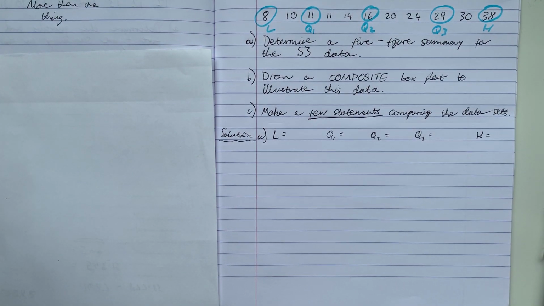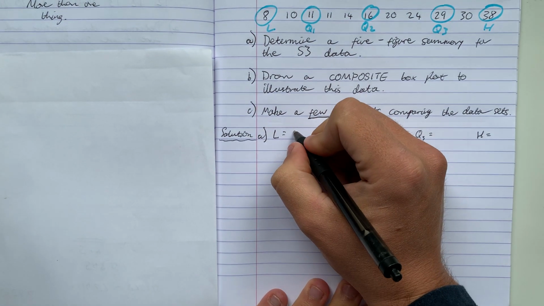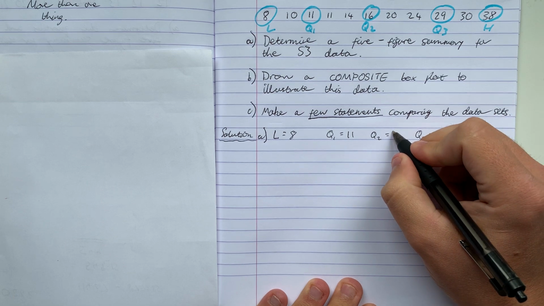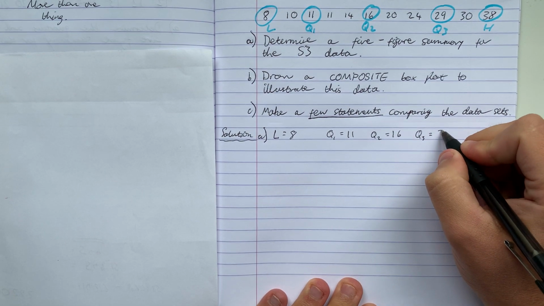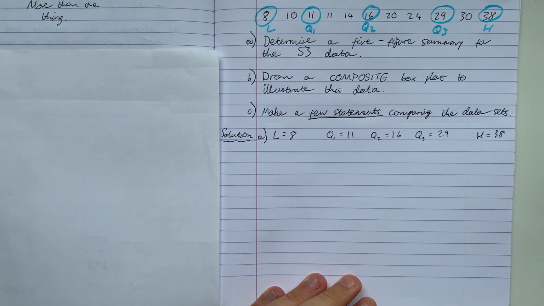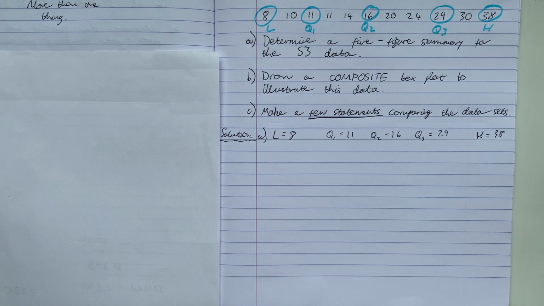Okay, so again, some revision there. We know how to do those. So let's just write them down here. My lowest number is 8, my Q1 is 11, my Q2 is 16, my Q3 is 29, and my highest is 38. Okay, we now need to draw a composite box plot.